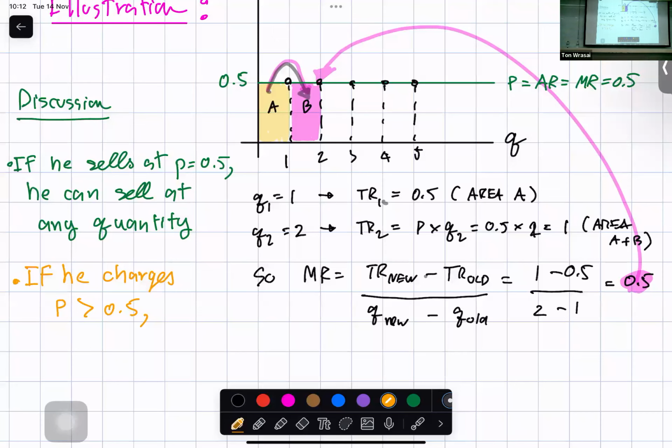If he charges a price higher than 0.5, how many pages could he sell? Zero. Why zero? Your answer is correct, but why?